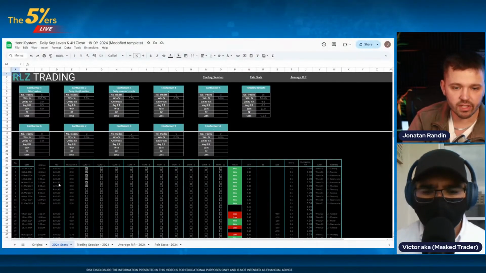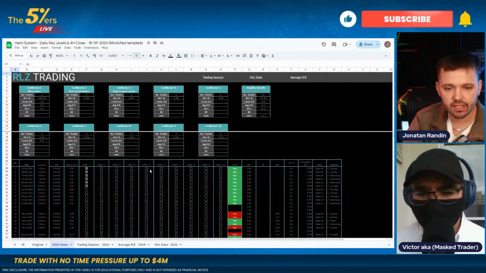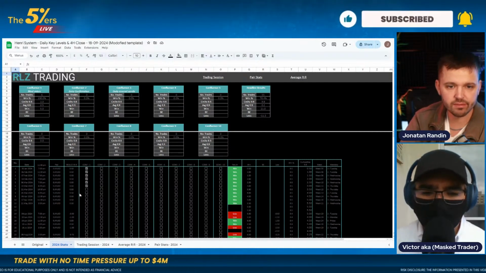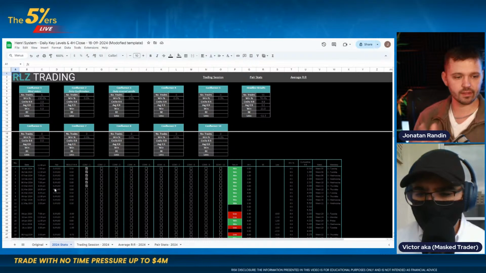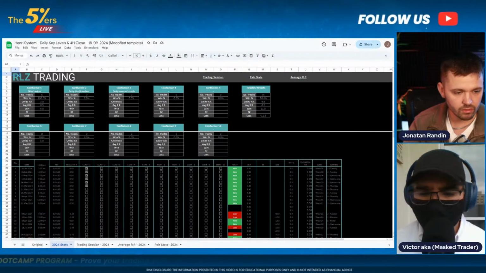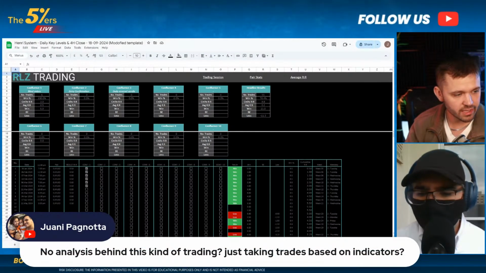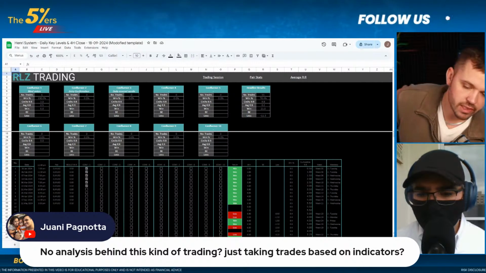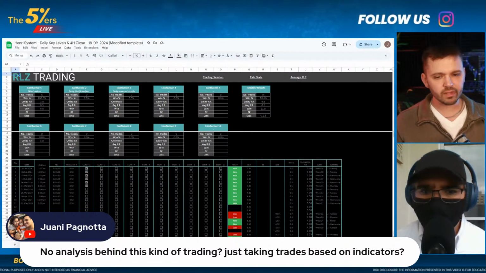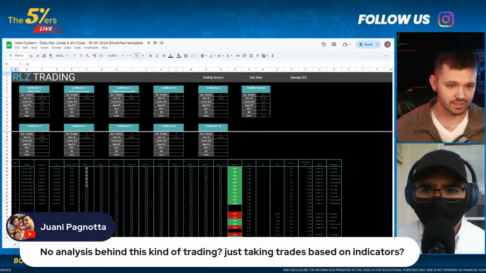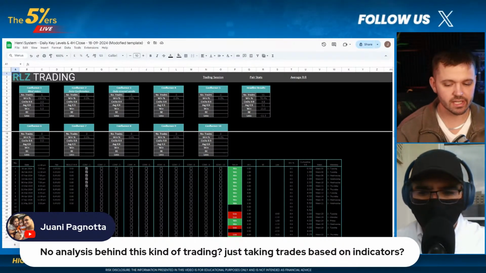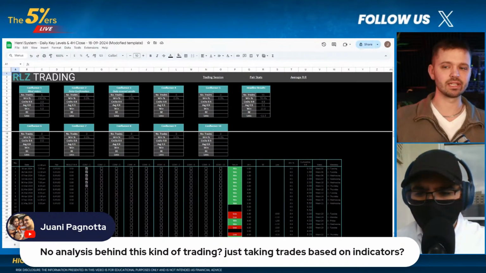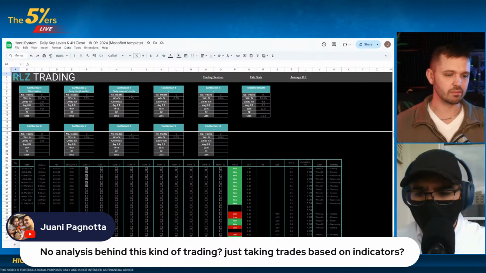Here's one testing I've done. Now I haven't added any confluences here because I only tested very, let's see, no analysis behind this kind of thing. So what I'm doing here, I'm just demonstrating how the backtesting template works. It's what I did with the Bollinger Bands indicator. It's not really me seriously developing a system.